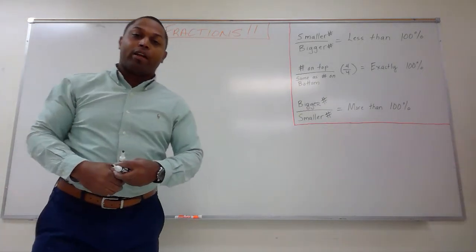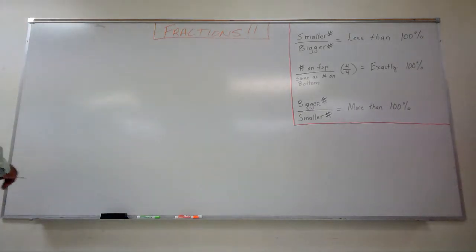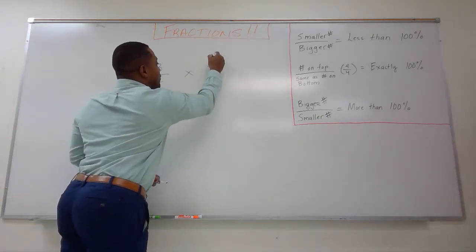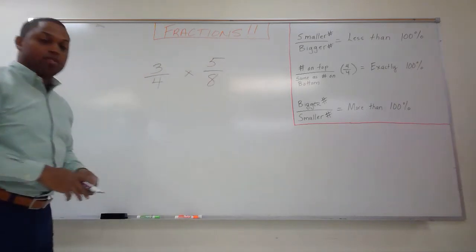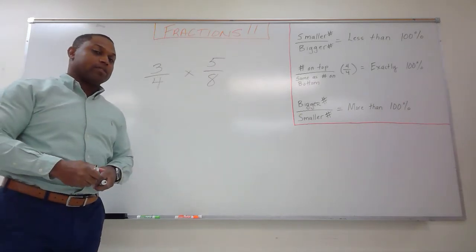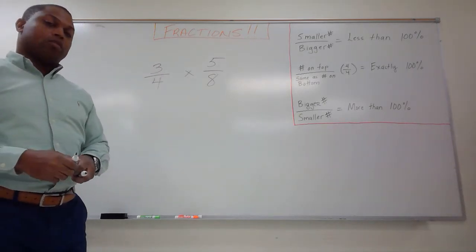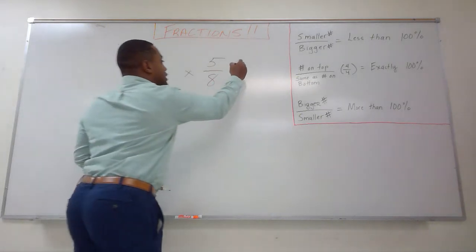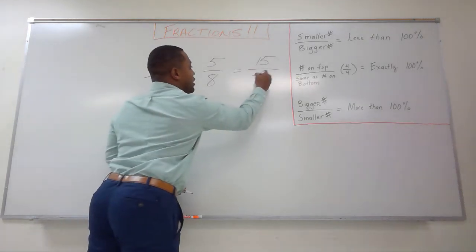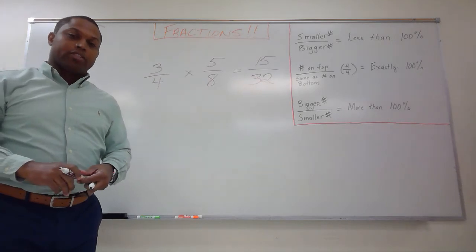All right, so let's move right on to multiplying fractions. Let's say we had 3/4 times 5/8, or 5 over 8. Now, unlike adding and subtracting fractions, we do not need the denominators or the bottom numbers to be the same when we multiply fractions. With that being said, 3 times 5 is 15, and 4 times 8 is 32. And there we have it, multiplied fractions.